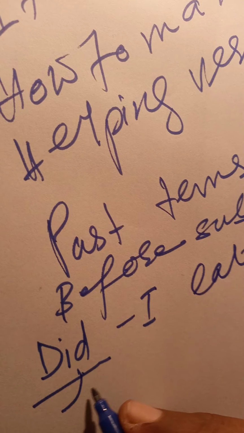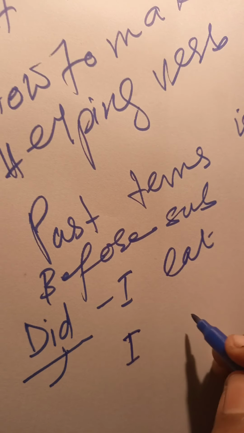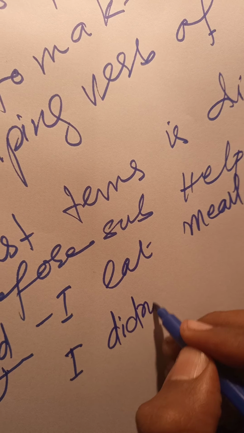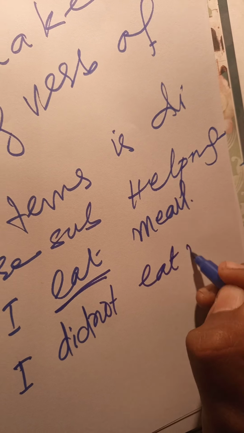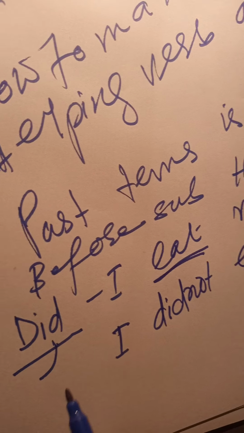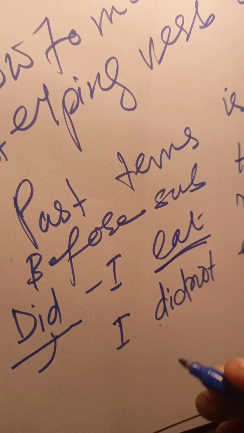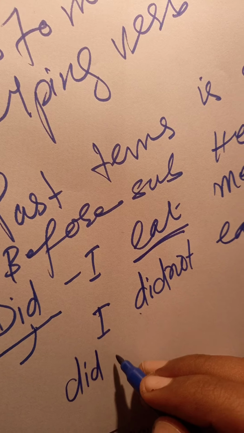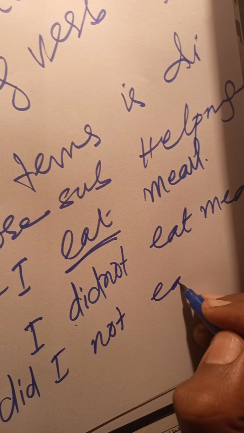If we want negative, I did not eat meal, with the first form. If we make interrogative and negative together, then did I not eat meal, with the first form.